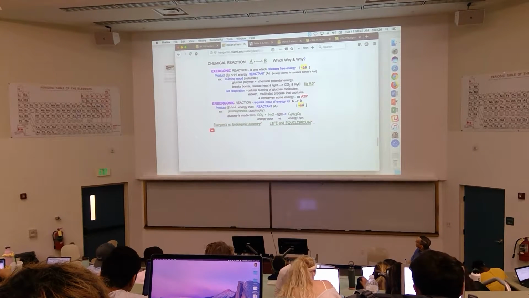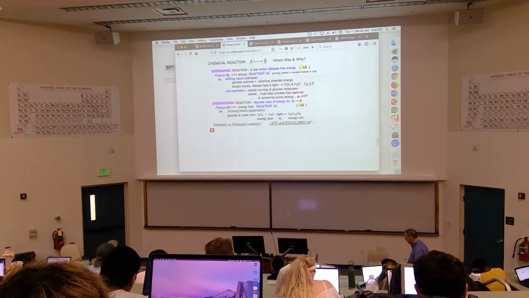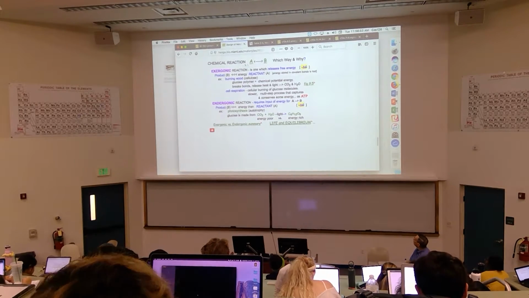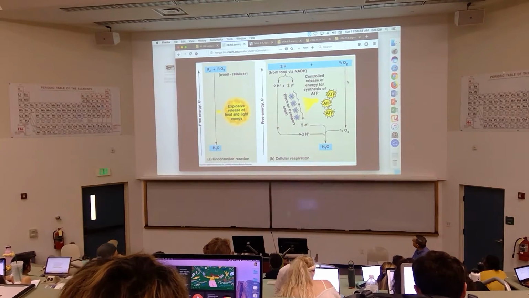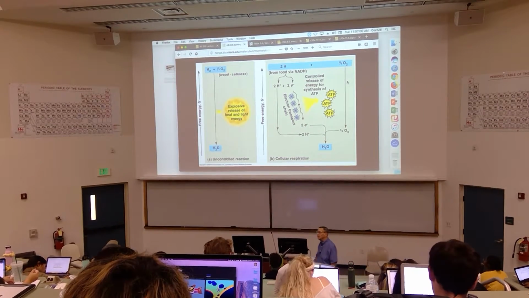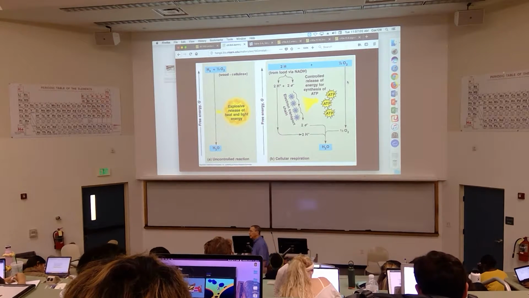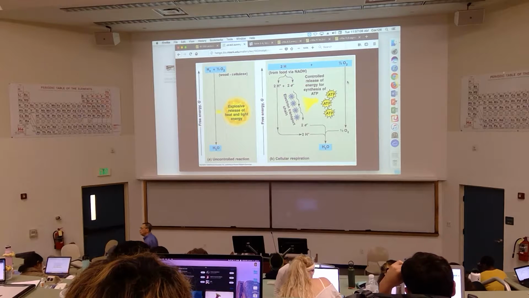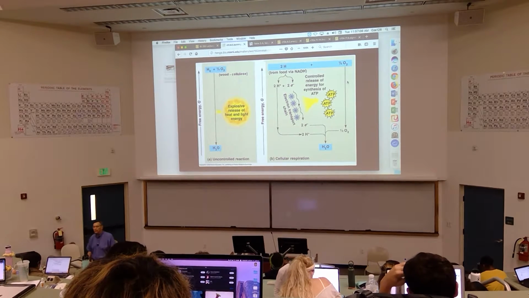Exergonic reactions, those in which the products have less energy than the reactants, are spontaneous. They're going to occur, period, because they have a negative free energy value. You go camping, you build a fire. You put the marshmallow over the fire, you get the graham cracker and the chocolate, you make s'mores. What are you doing with the wood?